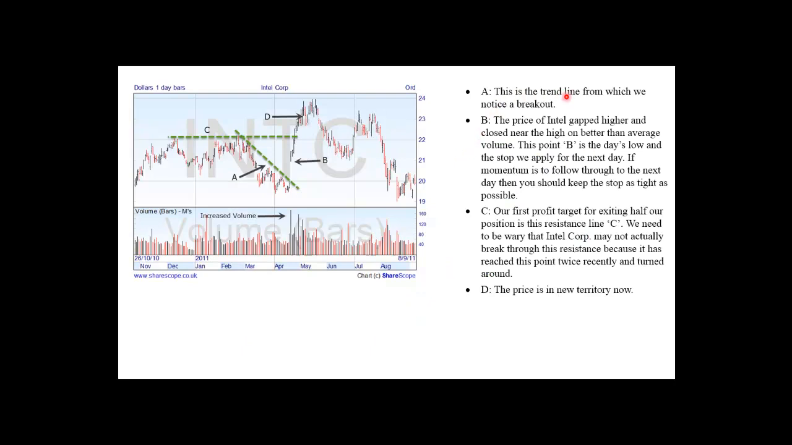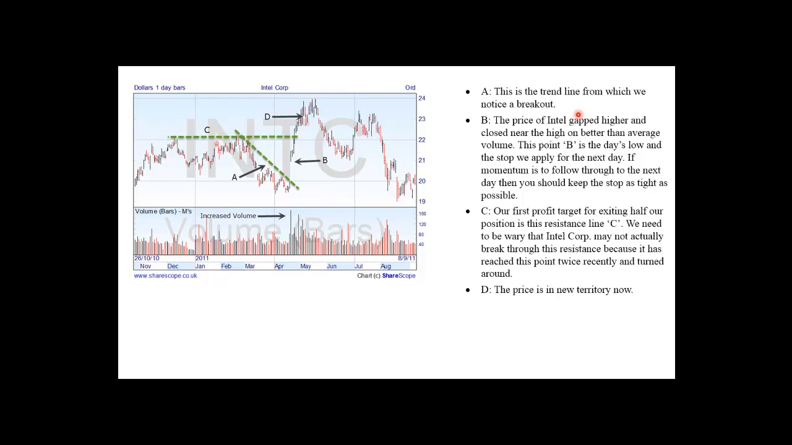So let's have a look at this one. A, this is a trend line from which we notice a breakout, as we've seen. B, the price of Intel gapped higher and closed near the high. I've shown Intel, could have shown Forex, doesn't really make a difference. The principle is all the same. This was just a really nice graphic one to show.